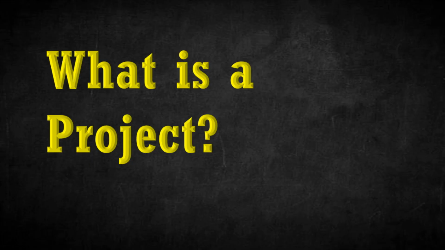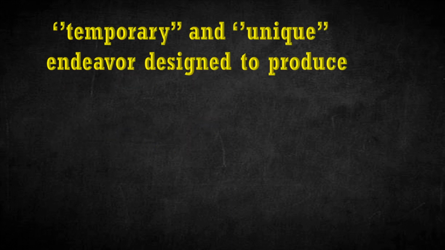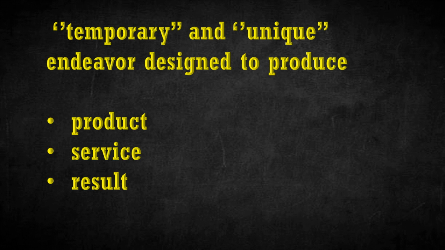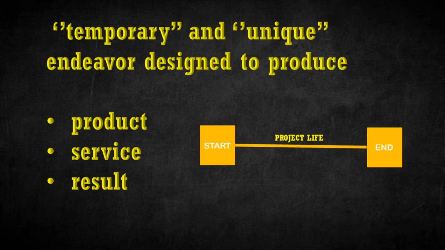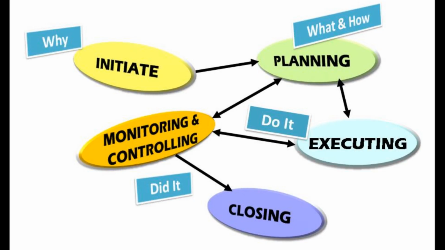So what is a project? A project is a temporary and unique endeavor designed to produce a product, service, or result with a defined beginning and end, usually time-constrained, and often constrained by funding or staffing, undertaken to meet unique goals and objectives, typically to bring about beneficial change or added value. A project is divided into 5 process groups: initiating, planning, executing, monitoring and controlling, and closing.